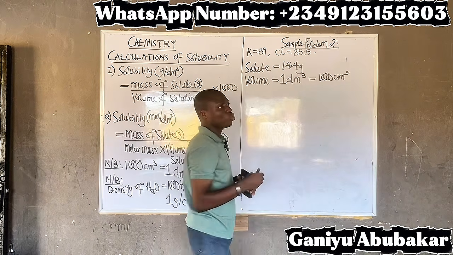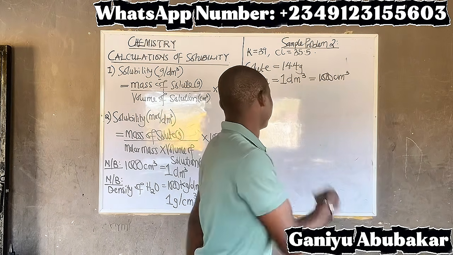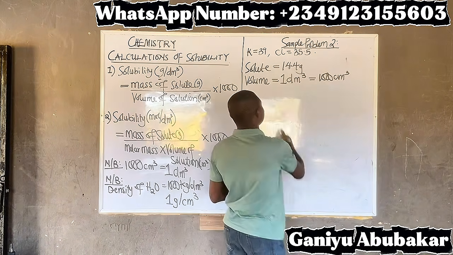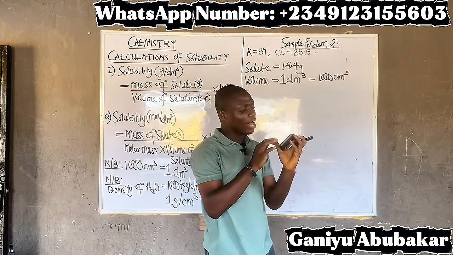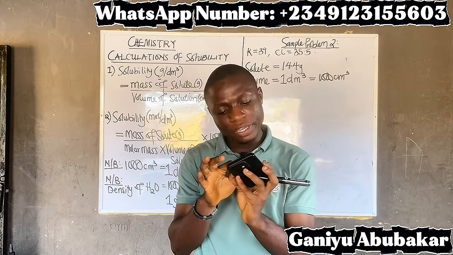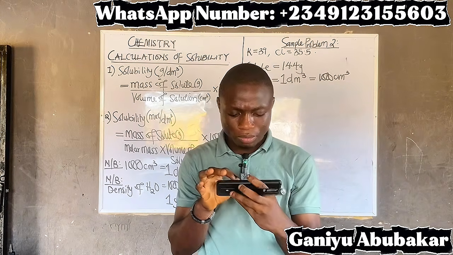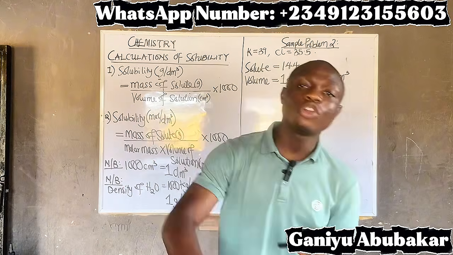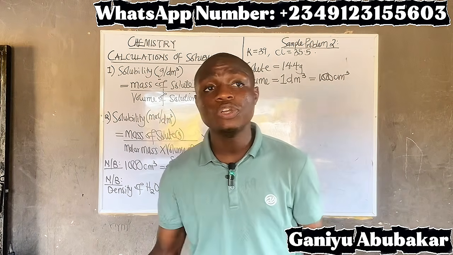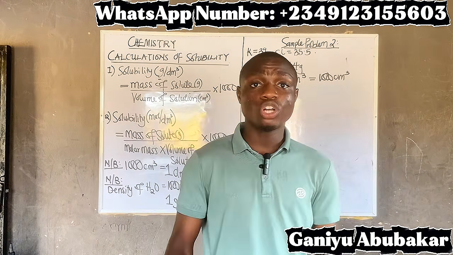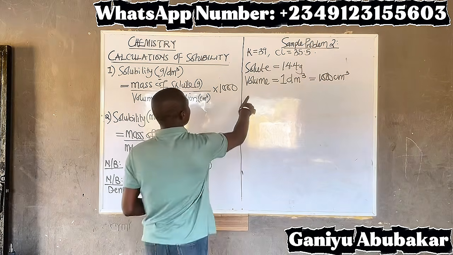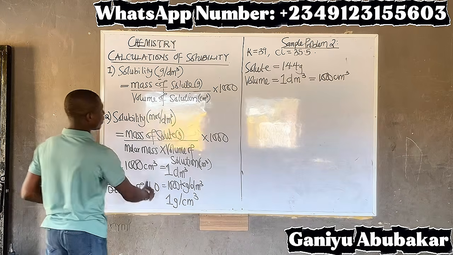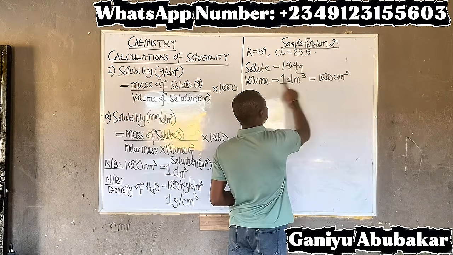In this case, they give us the solute and the volume of solution. It says dissolves in 1 dm cube. That 1 dm cube of liquid water is the volume of solution, right? And as soon as the volume is 1 dm cube, we know that is the same thing as 1000 cm cube. So the volume is now 1000 cm cube.